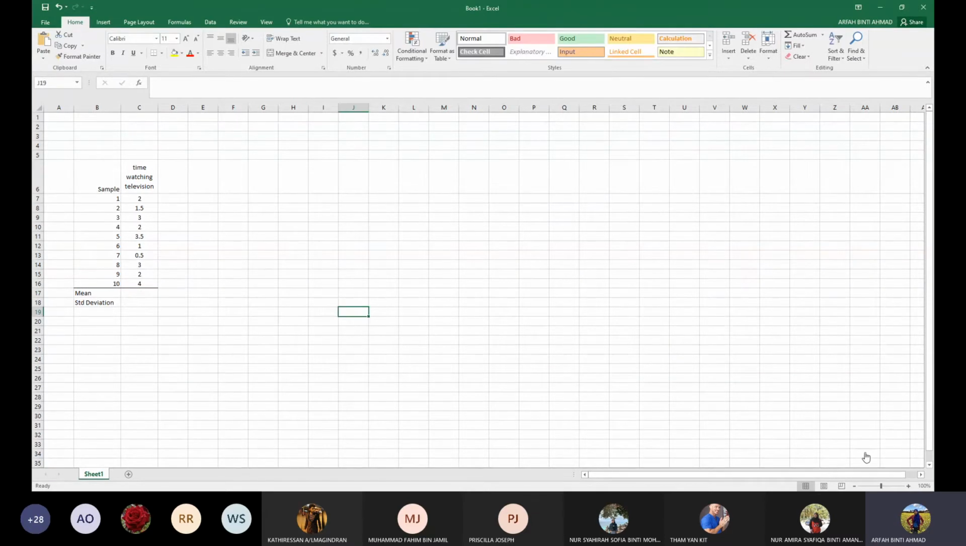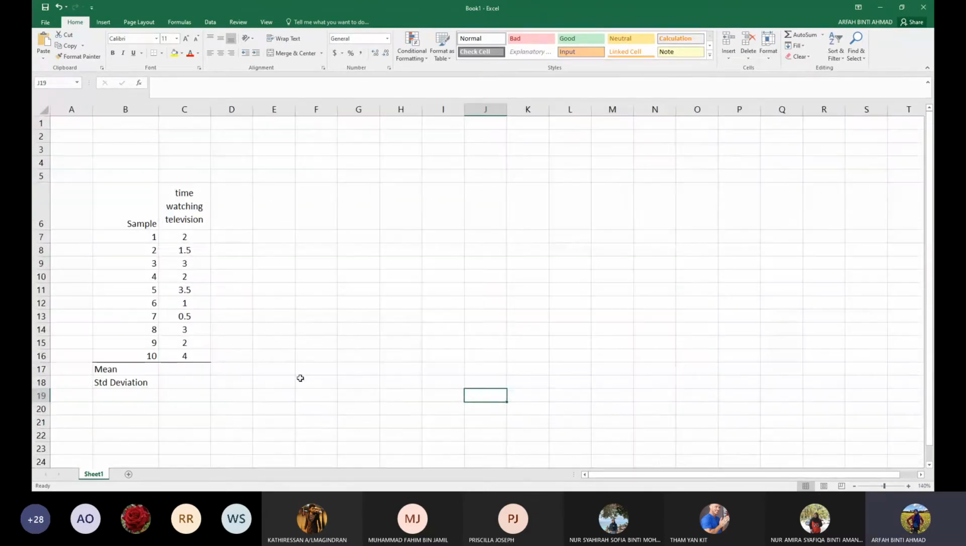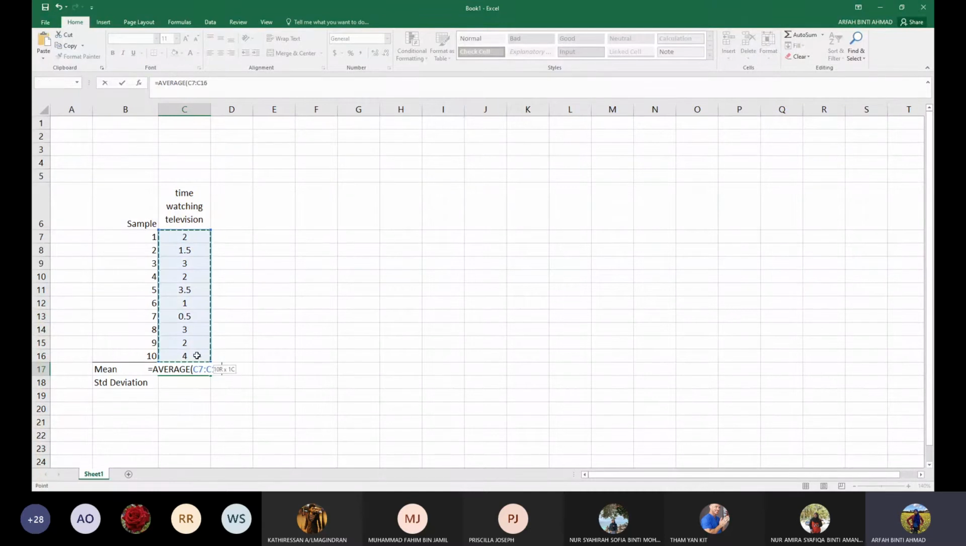Escape. Okay. So the mean equals type AVERAGE, open bracket, this range of data, close bracket, enter. We get 2.25. Standard deviation equals STDEV.S, standard deviation for sample, open bracket, enter. So we get 1.1118.